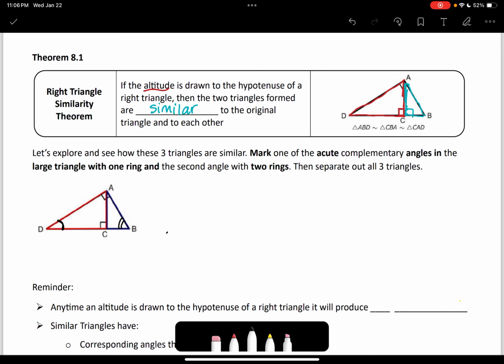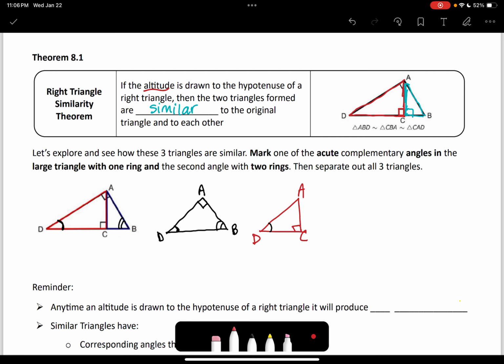So let's look at the large triangle here, which is triangle DAB, where the right angle is located at angle A, right? The way that we marked this just now was that angle D had 1 ring and angle B had 2 rings. Next, let's draw the red triangle. Our red triangle here would be triangle DCA, with angle C having the right angle, right? And we're noticing that this red triangle also contains angle D, which happens to have 1 ring.